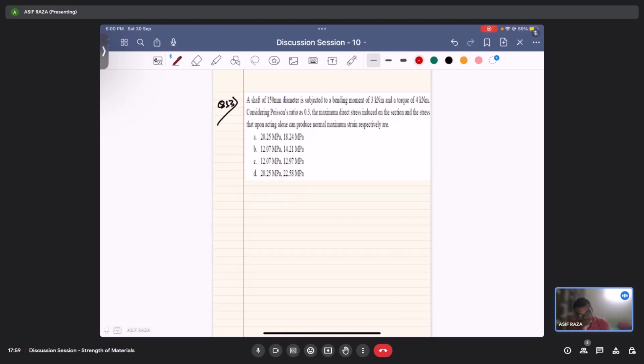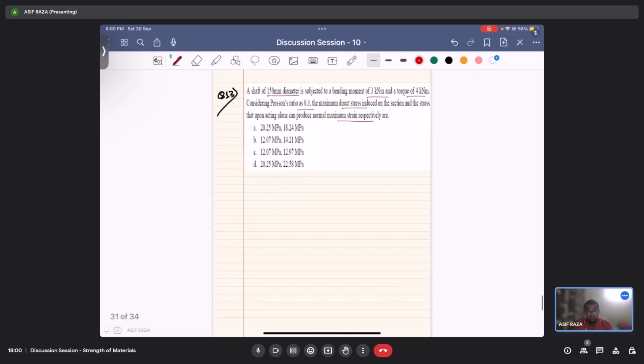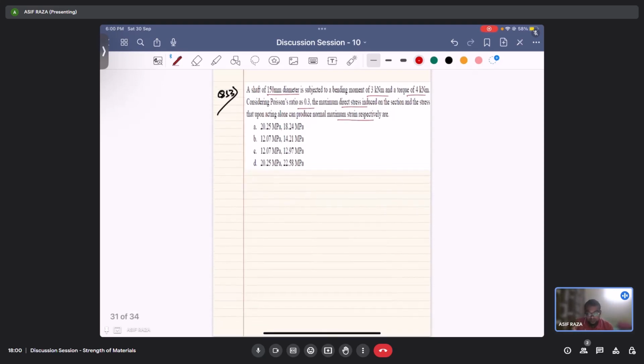The question is, a shaft of 150 mm diameter is subjected to a bending moment of 3 kN meter and a torque of 4 kN meter. Considering Poisson's ratio as 0.3, the maximum direct stress induced on the section and the stress that upon acting alone can produce normal maximum strain respectively are. Okay, so there are two things: maximum direct stress and the stress that acting alone can produce maximum normal strain. Quite a good question.